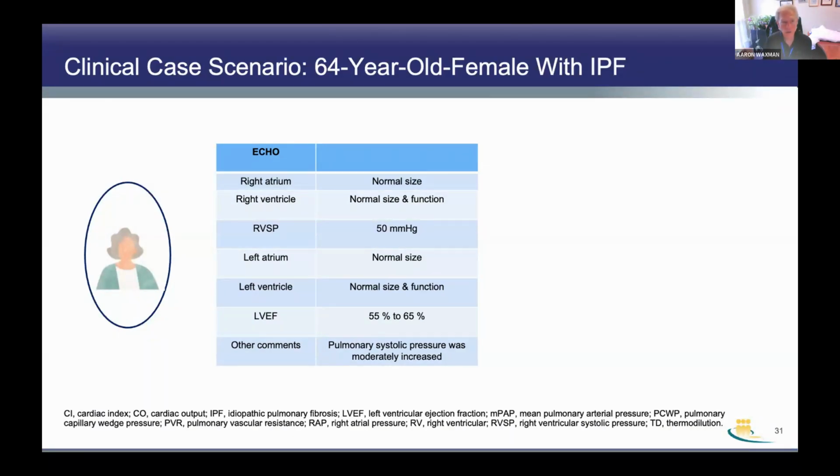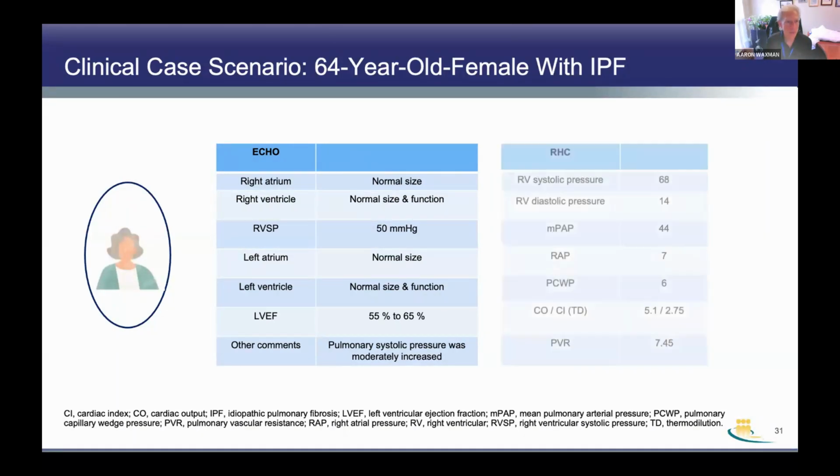So the final read on this would be that the pulmonary artery systolic pressure was moderately increased. And now you can see the right heart catheterization, where the RV systolic pressure was 68. It's clearly higher than what the echo predicted. The RV diastolic pressure was also increased at 14. There you can see the mean pulmonary artery pressure is significantly elevated with a normal right atrial pressure and normal wedge pressure. Cardiac output is still preserved, as was the index. And there you can see the pulmonary vascular resistance was quite elevated at almost 7.5 Wood units.